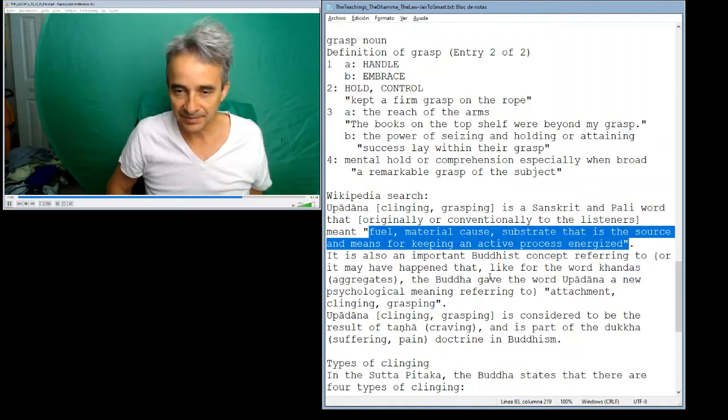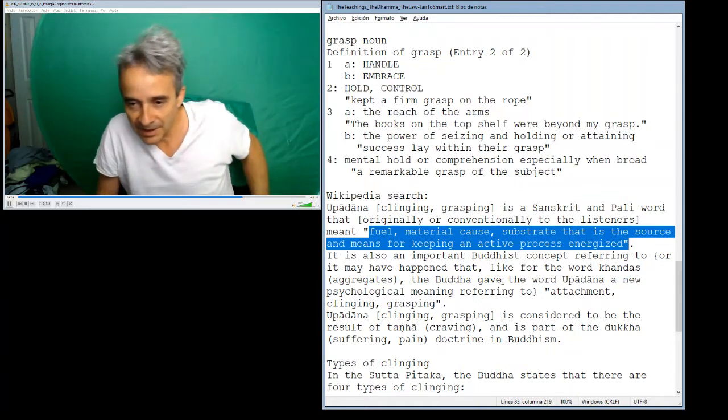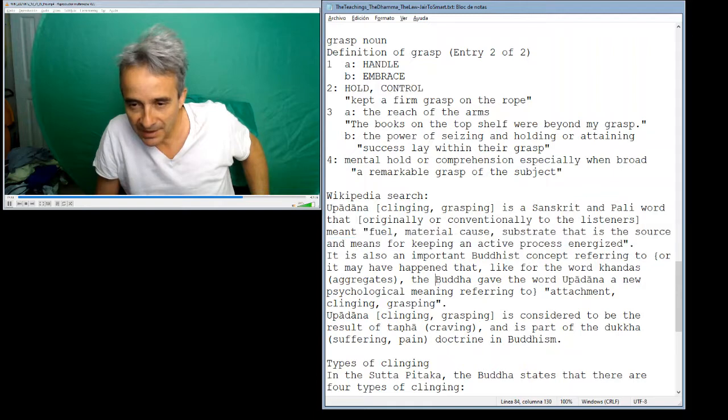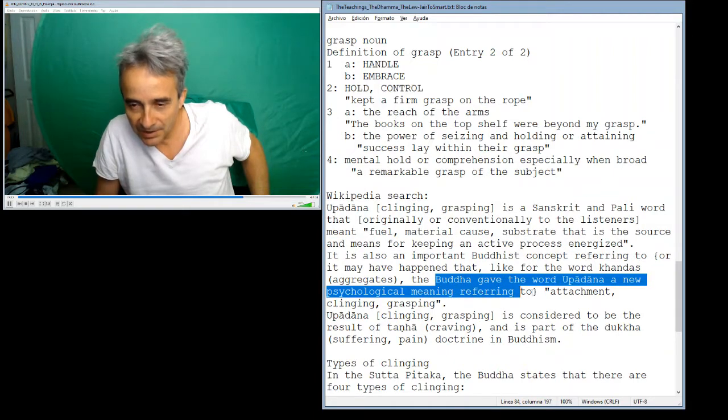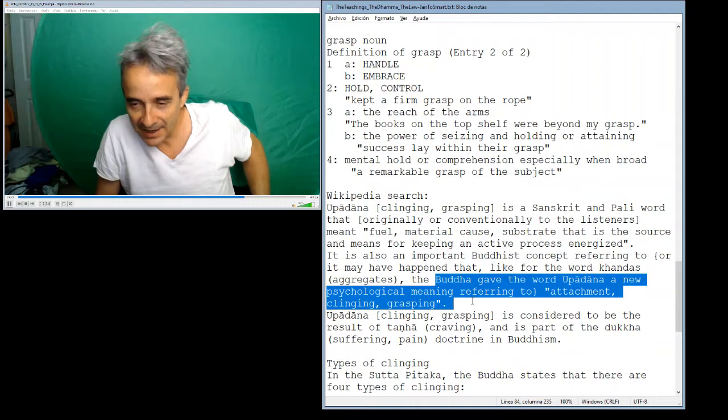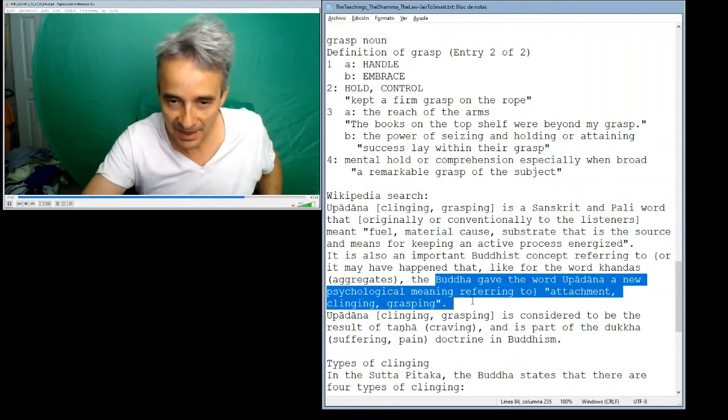Upadana is also an important Buddhist concept. For the five aggregates, or khandhas, the Buddha gave upadana a new psychological meaning.